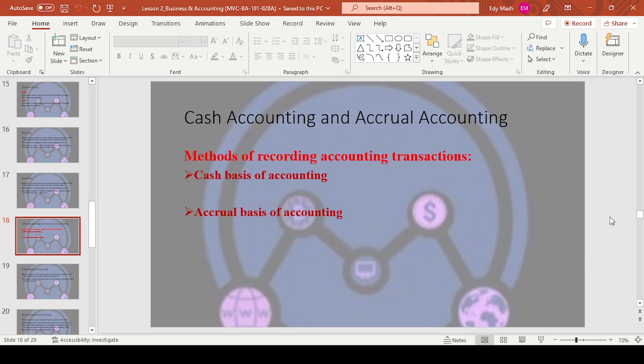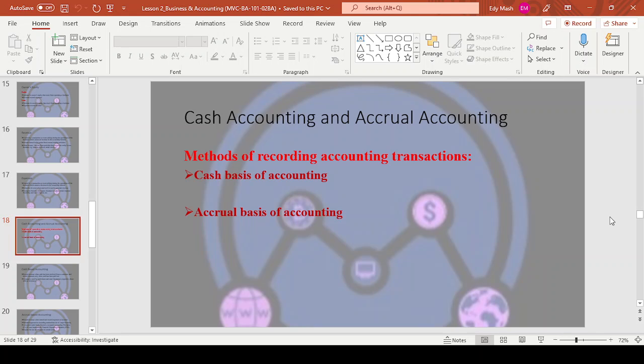And now cash accounting and accrual accounting. So cash basis accounting means when the cash transactions are happening, we record them as is right there. But accrual basis accounting doesn't look at the cash. For example, the rental for the bakery is due on the 1st of every month. Today it's 1 December 2022 here in Malaysia. So on 1 December, you have to pay the rent.